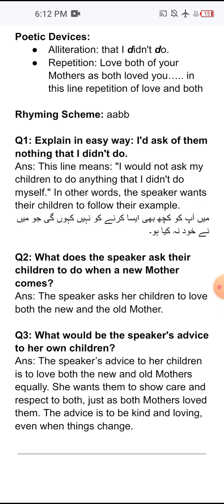What does the speaker ask the children to do when a new mother comes? The speaker asks her children to love both the new and the old mother. What would be the speaker's advice to her own children? The speaker's advice to her children is to love both the new and old mothers equally. She wants them to show care and respect to both, just as both mothers loved them. The advice is to be kind and loving even when things change.